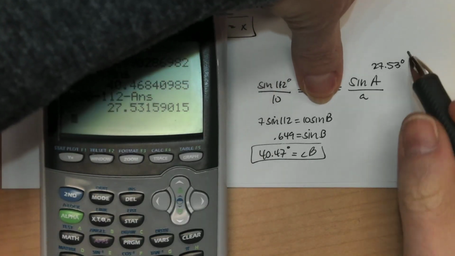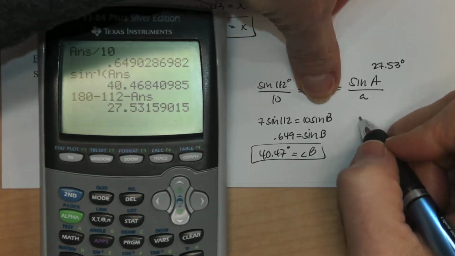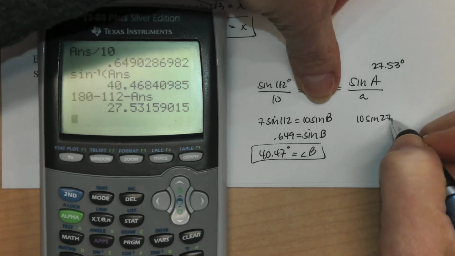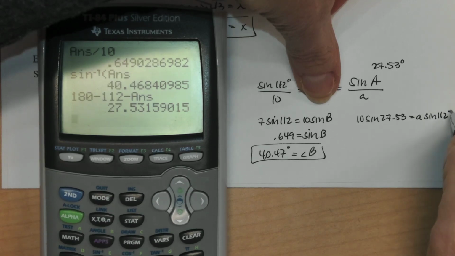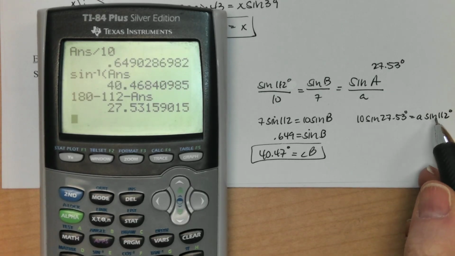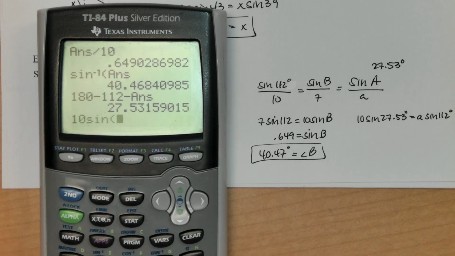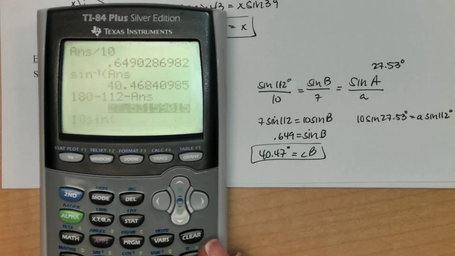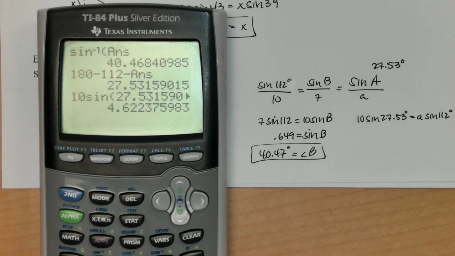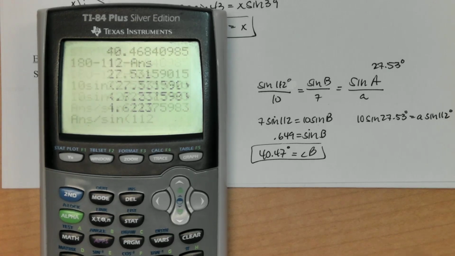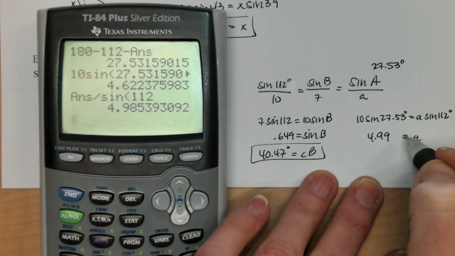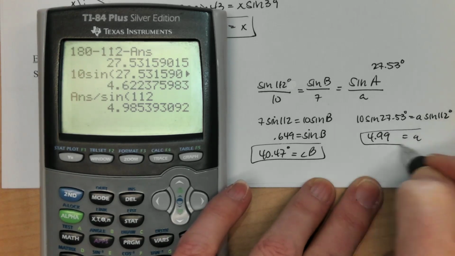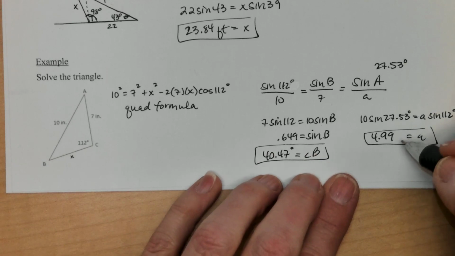Then we need to find little a. I'm just going to cross off this middle fraction. This is the cross multiply I'm going to do. So 10 times the sine of 27.53 equals a times the sine of 112. So in order to solve for a, we're just going to divide that over. So 10 sine 27.53. I'm going to divide by sine of 112, and found out that my little a is about 4.99. I don't know if you measure, unit of measure, so. Oh, I do, it's inches.